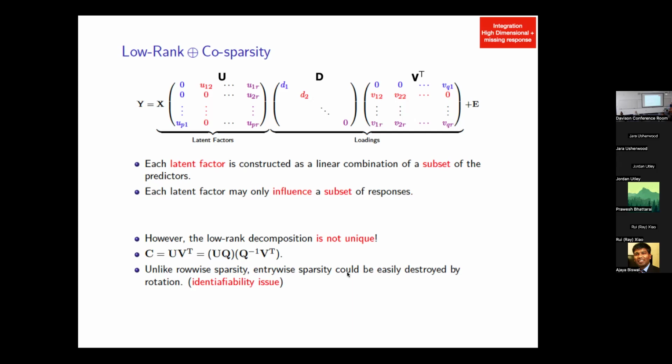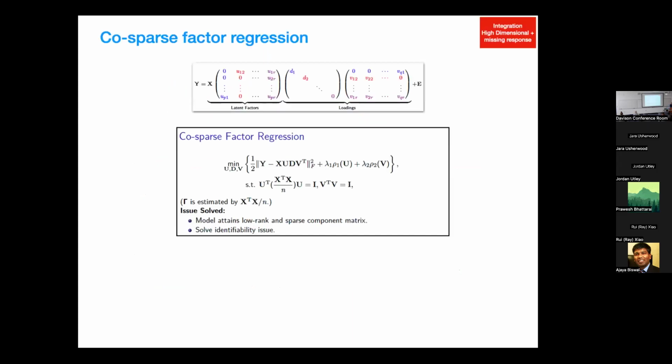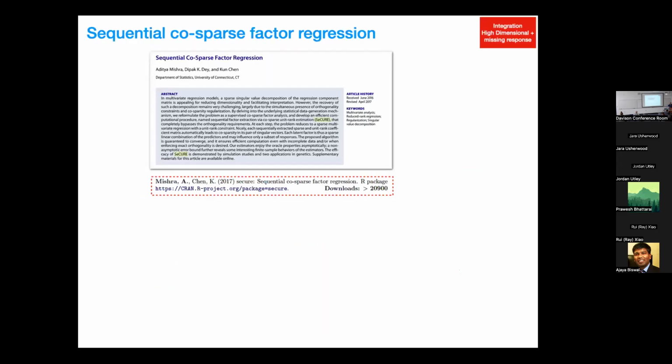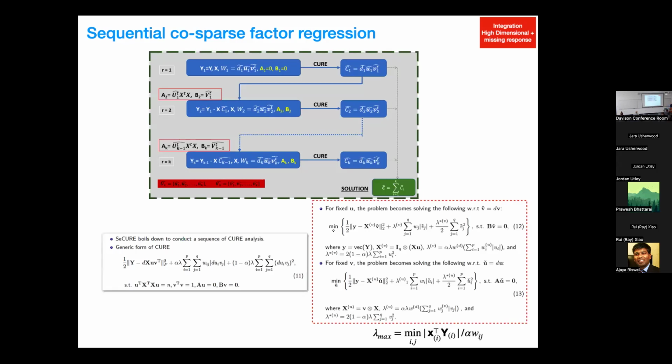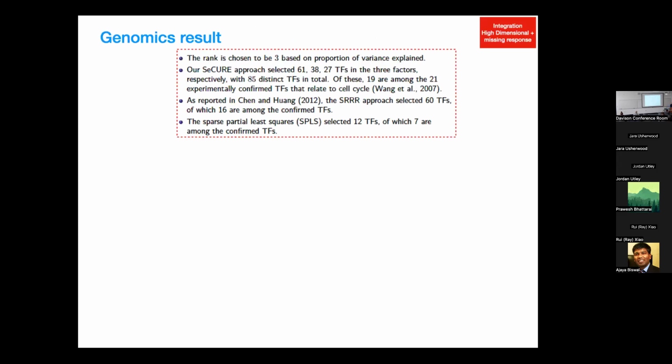So in this particular paper, we overcome the challenge of estimating these low rank and sparse coefficient matrices uniquely. We proposed a co-sparse factor regression model with a formulation. And then we proposed a computational approach called sequential co-sparse factor regression to estimate the required low rank and sparse coefficient matrix. Then we can use it for the inference and so on. I'll skip through this quite fast.